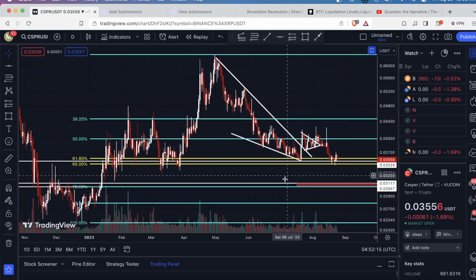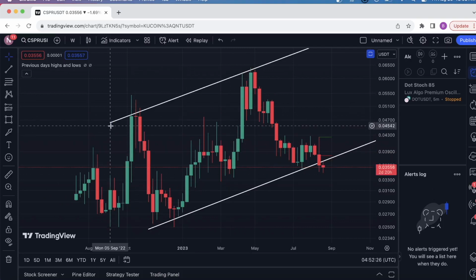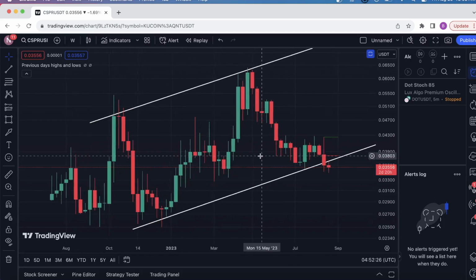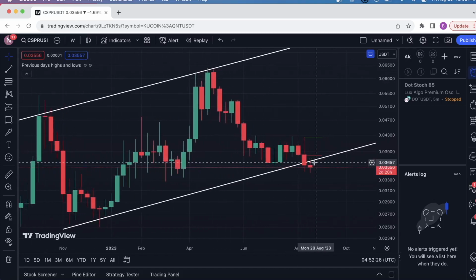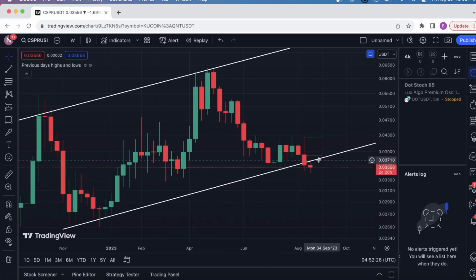Okay, now for the bad news, I'm going to change the chart and I'm going to show you this. So we had this ascending channel where this upper line here was the resistance level, this lower line was the support level. And as you can see right now, we've broken below it. Okay, we've broken below it. And because of that, this former level of support is now going to be resistance.